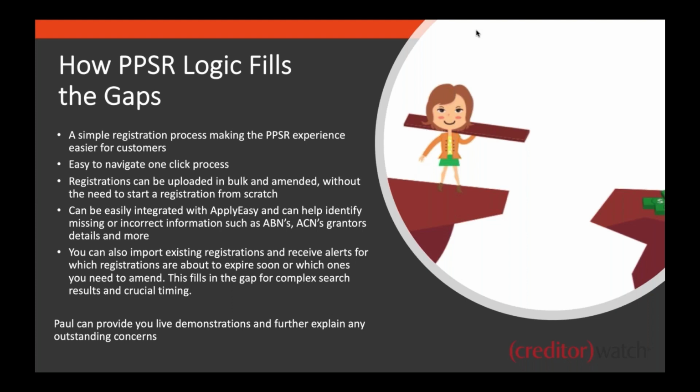With PPSR logic, one of our big benefits is that you get to see all of your existing registrations in one place, and you receive alerts on registrations that are coming up for expiry. More importantly, if you have a large number of registrations in place, you will have the ability to see any potential duplicates, so you're not incurring unnecessary costs that you might otherwise have done so.